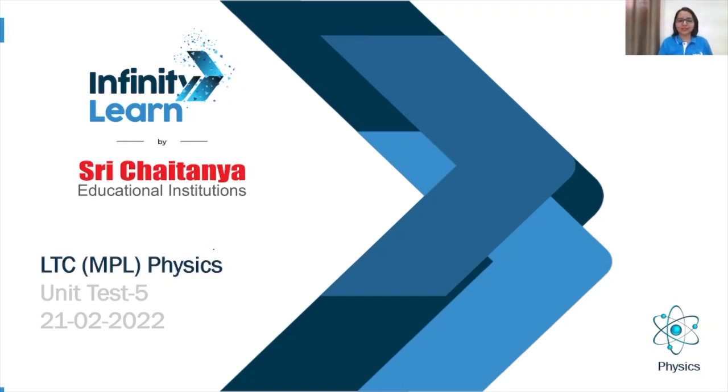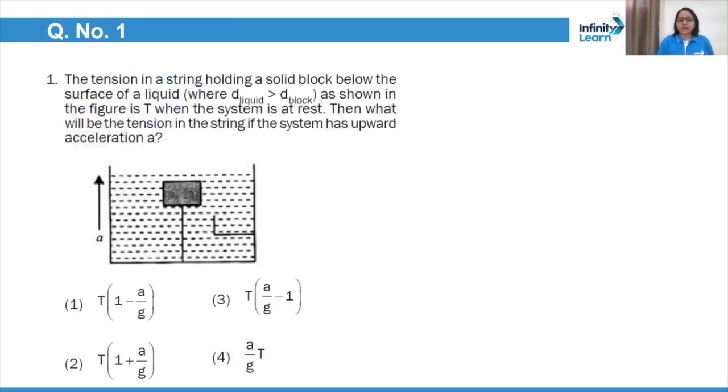So let's start today's discussion of the physics paper, MPL physics paper unit test 5. Let's start with question number 1. The tension in a string holding a solid block below the surface of a liquid, where the density of the liquid is greater than the density of the block as shown in the figure, is T when the system is at rest. Then what will be the tension in the string if the system has upward acceleration A?